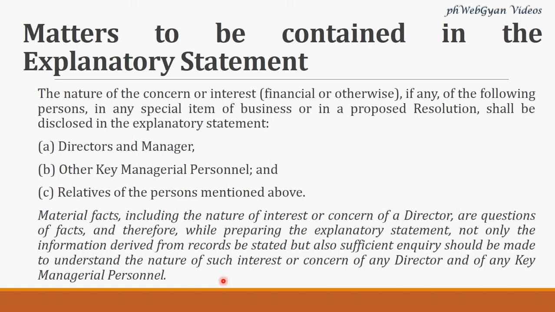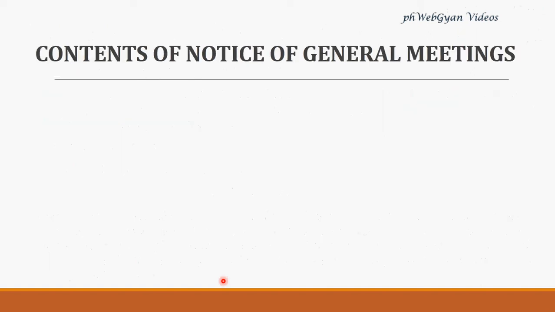The only rationale behind this explanatory statement and this disclosure is that the members should know whether there is any hidden advantage to the director or KMP or their relatives, because members are not directly dealing with the affairs of the company. So there should be transparency. This is the basic intent of this explanatory statement. Now, moving on.